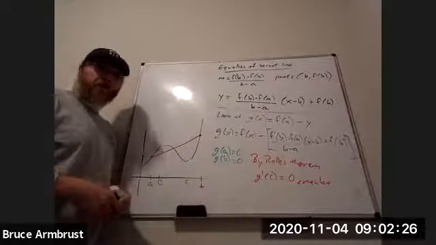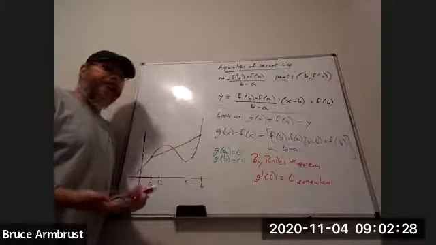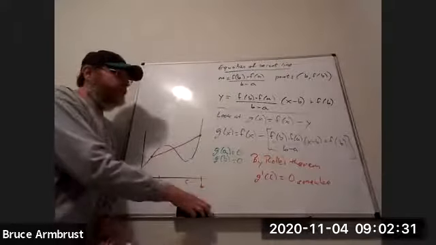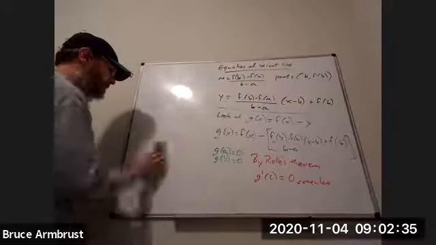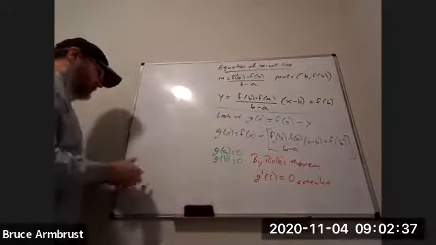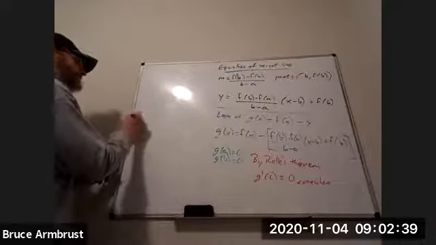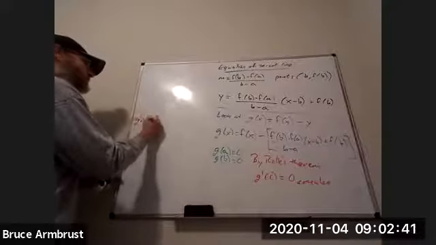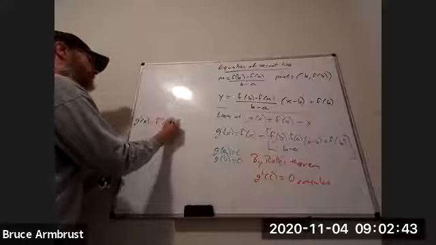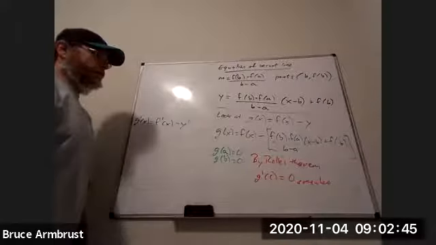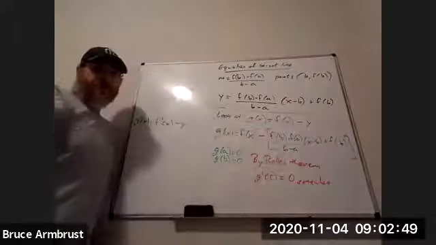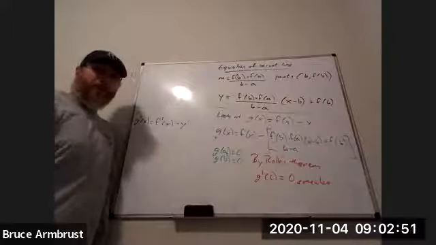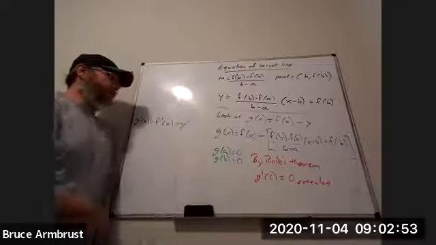Okay, so let's find that. So let's take the derivative of g. So g prime is going to equal f prime minus y prime. Right? When you've got two functions being subtracted, we saw that rule a long time ago, that you can differentiate each one separately and subtract.